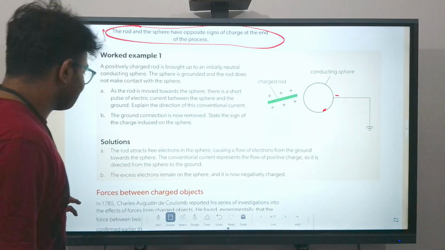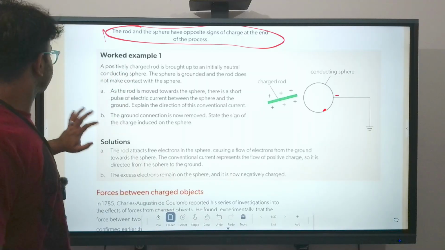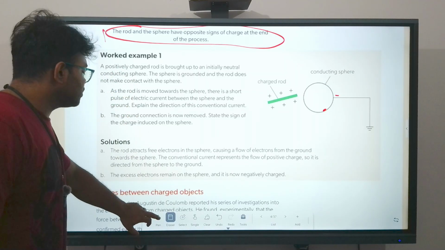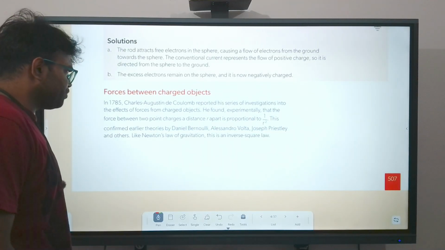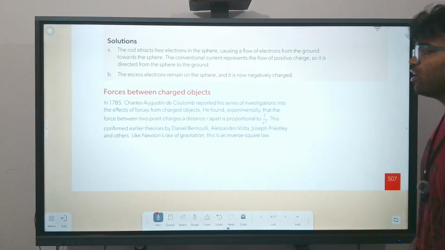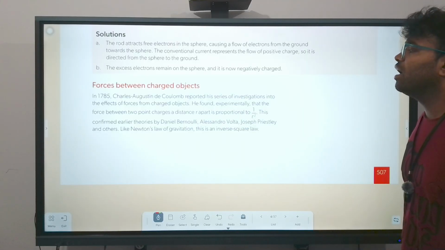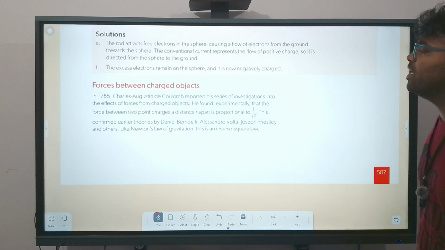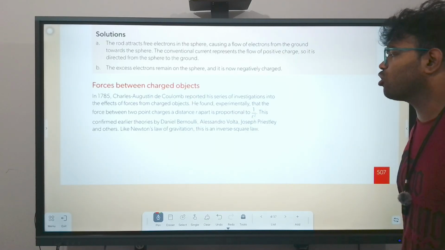Okay. Sure. Force between charged objects. How does the force between the charged objects work? In 1785, Charles Augustin de Coulomb reported his series of investigations into the effects of force from charged objects.